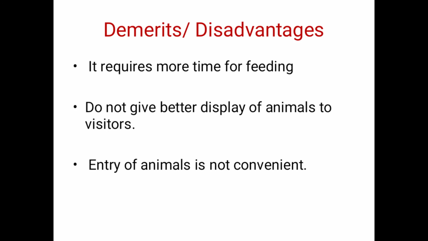The demerits or disadvantages of this system are: it requires more time for feeding, as this system requires less time for milking and less time for cleaning of the shed from the central alley. But the reverse is the case as far as feeding is concerned, because the mangers for both the rows are facing outside, they are away from the central alley, so it is labor consuming.